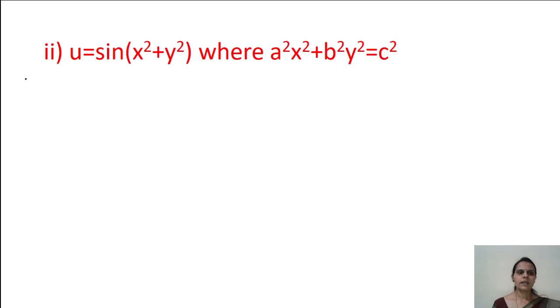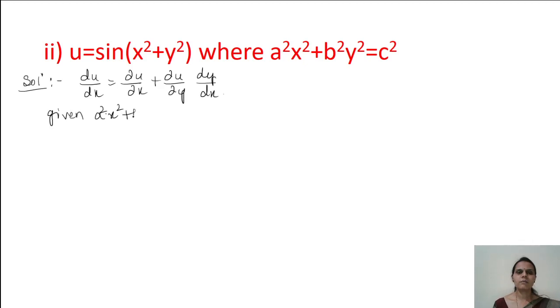Similarly, let us consider another example. Given u is sin of x square plus y square, where a square x square plus b square y square is equal to c square. Again, we have the formula du by dx is equal to dou u by dou x plus dou u by dou y into dy by dx. To find dy by dx, we consider the given equation, that is a square x square plus b square y square is equal to c square.